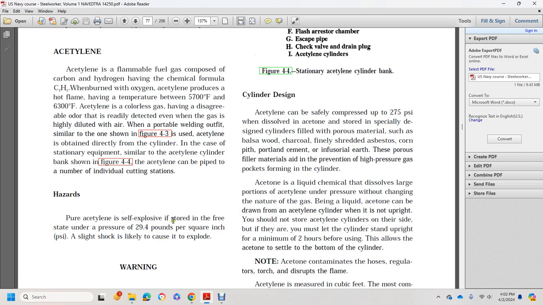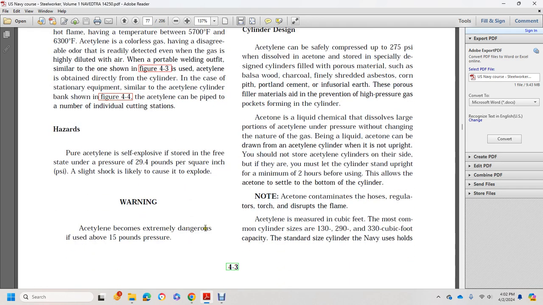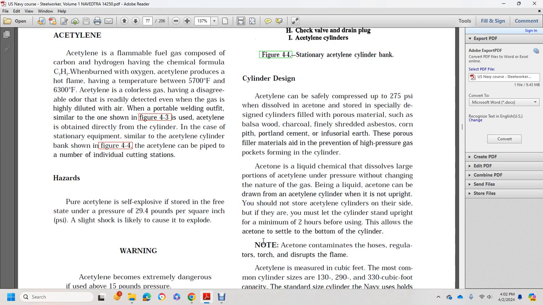Hazard: acetylene is self-explosive when stored in the free state under a pressure of 29.4 pounds per square inch, or psi. A slight shock is likely to cause it to explode. Warning: acetylene becomes extremely dangerous if used above 15 pounds per square inch pressure.